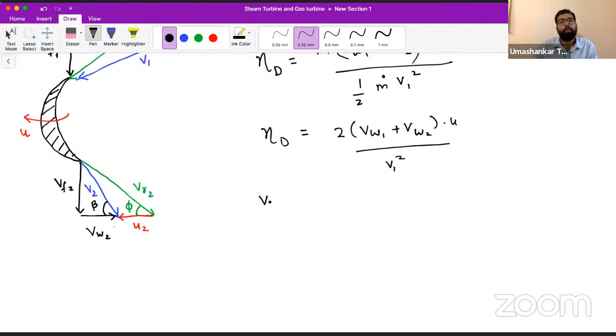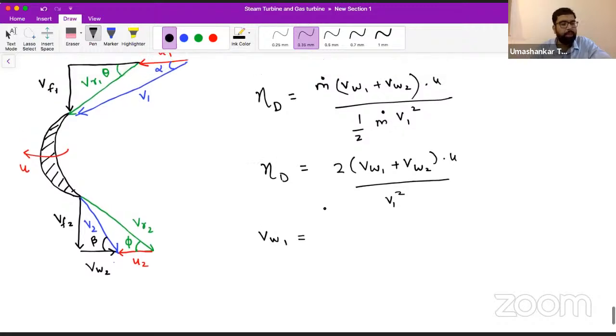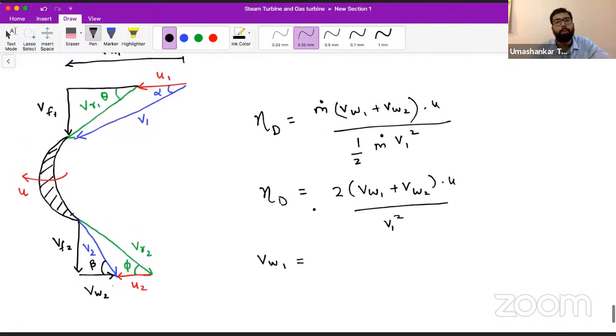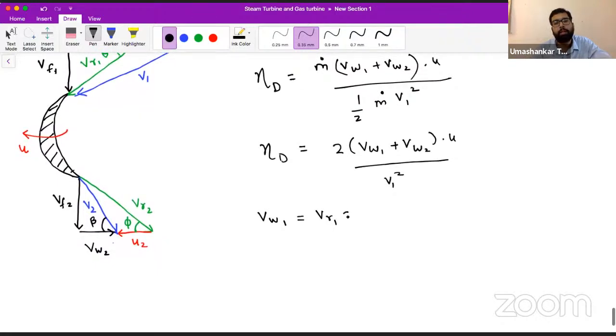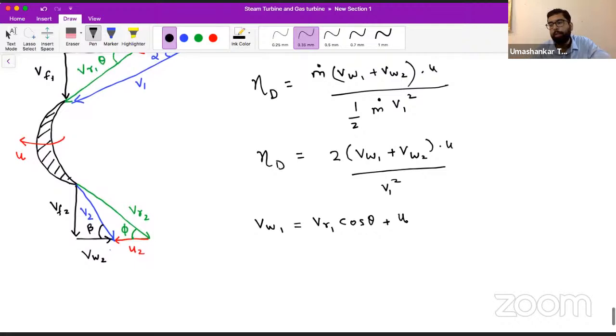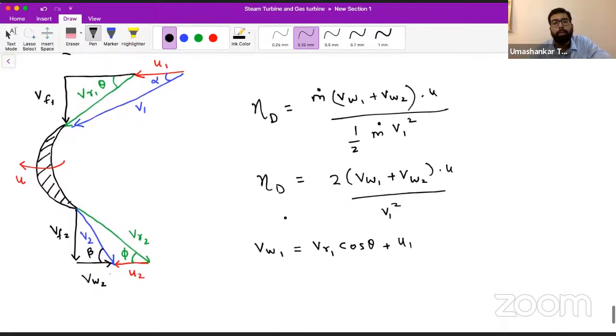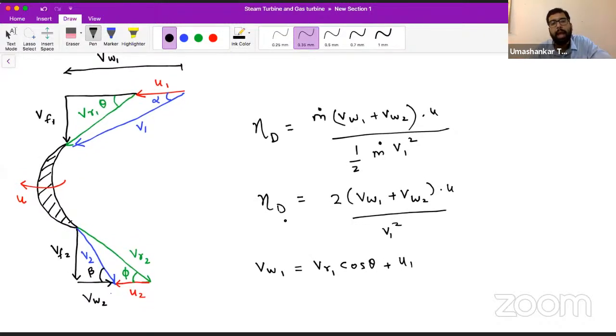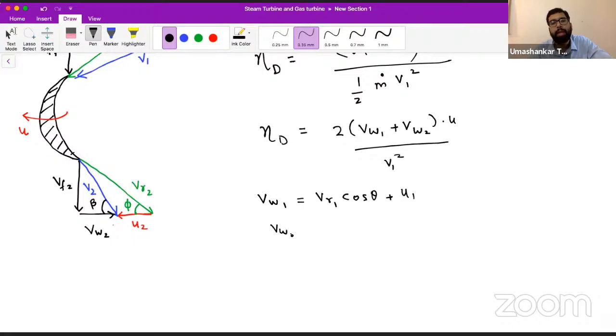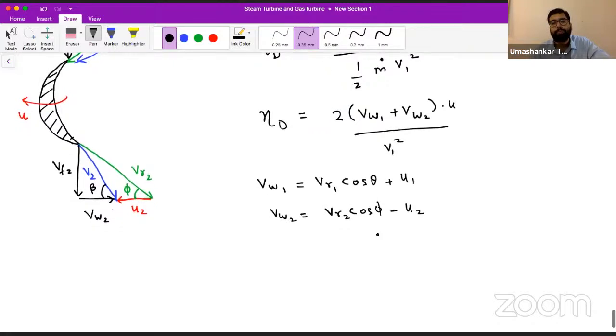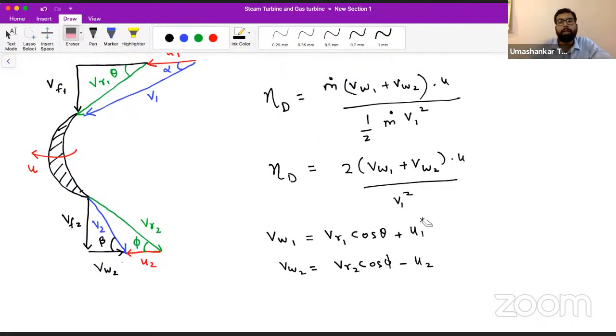We can write like this from the velocity triangle. Vw1 is equal to Vr1 cos theta plus U1. Keep correcting me if I make any mistake. And Vw2 we can write as Vr2 cos phi minus U2. Yes or no? And we know U1 and U2 are the same, so I'm just erasing the 1 and 2 subscripts.